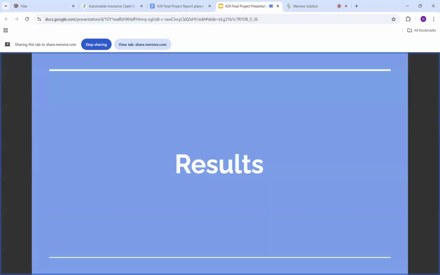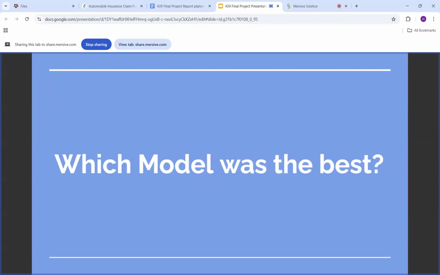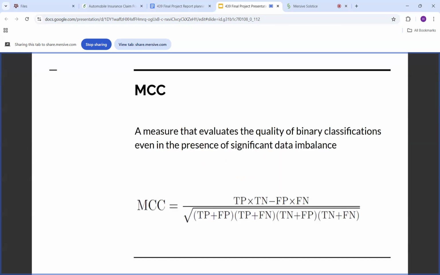Now we're going to talk about the results of this experiment. We had several different machine learning models that we used in conjunction with each other, alone, etc. And we had to decide which model classified the best. The score that we used is the MCC score, which is the Matthews correlation coefficient. This is a measure that evaluates the quality of binary classifications despite the dataset being imbalanced.